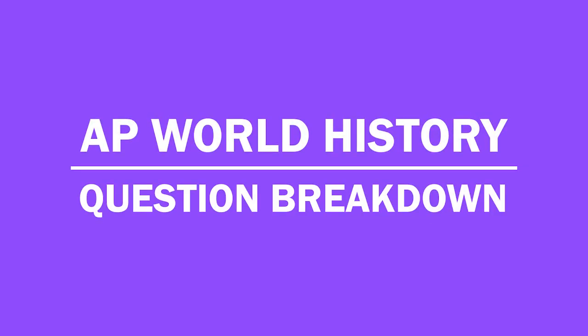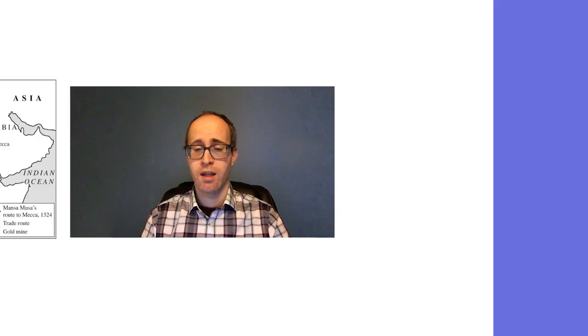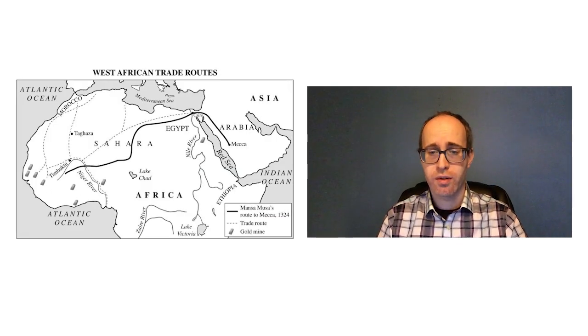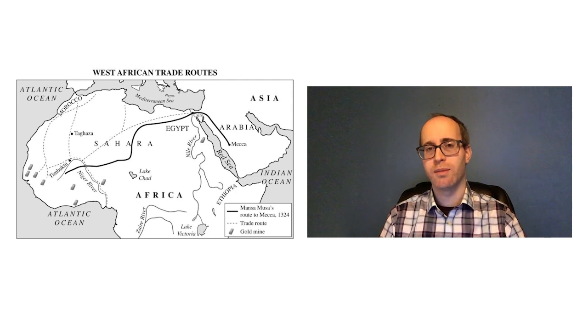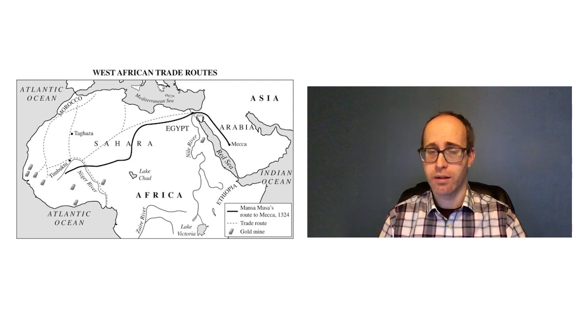I'd like to show you a problem from our new AP World History QBank. The stimulus for this question shows a map of West African trade routes. Now, try this problem entirely on your own, pause the video while you work, and then we'll take a look at it together.